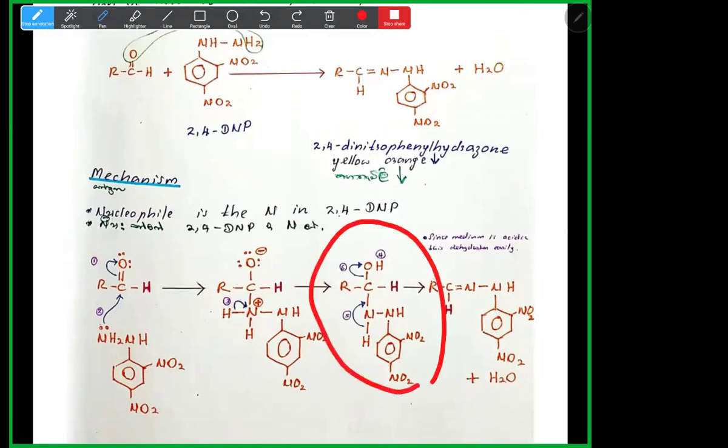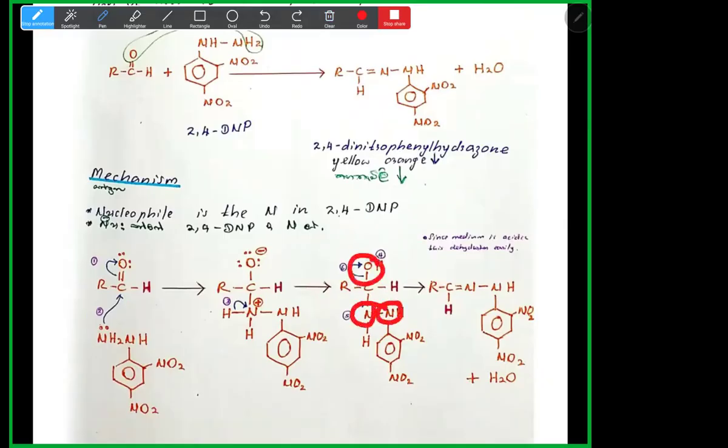Then you come to here, but still, see, this is electronegative, this is electronegative, and this is electronegative, so it's unstable. So it rearranges. This N–H bond breaks and makes the double bond here, so that this bond also gets away, making a water molecule.